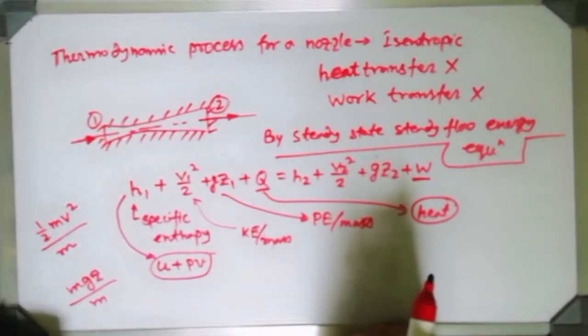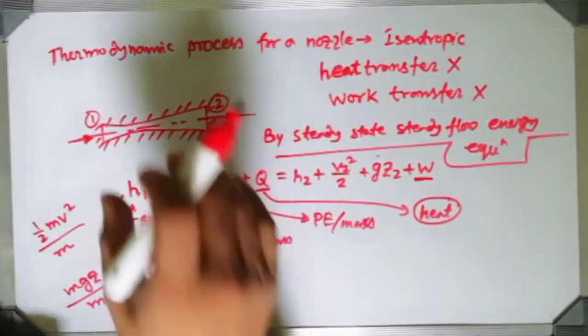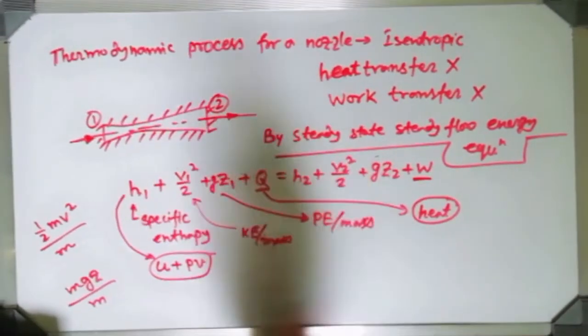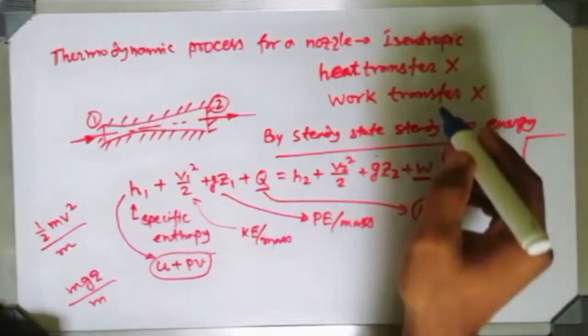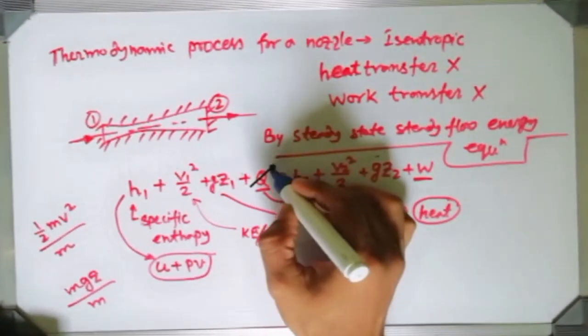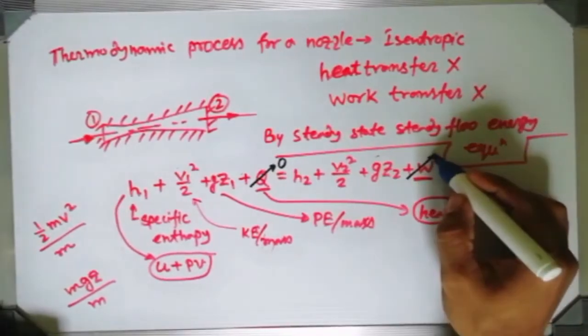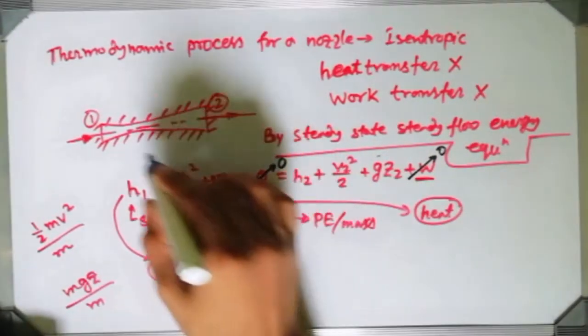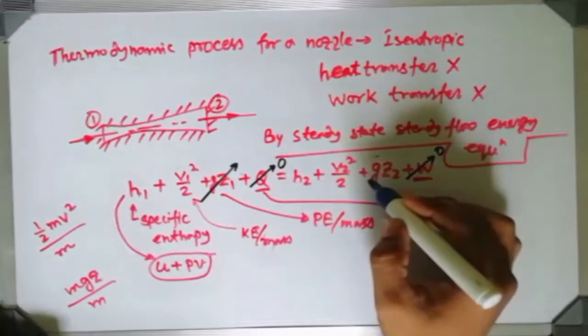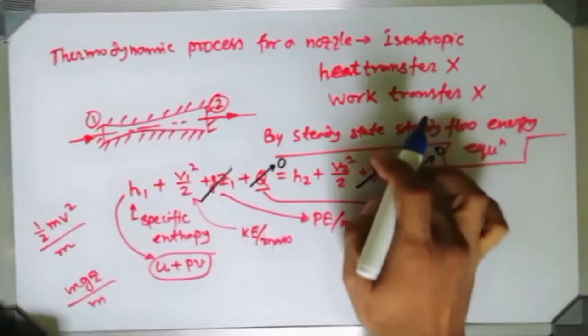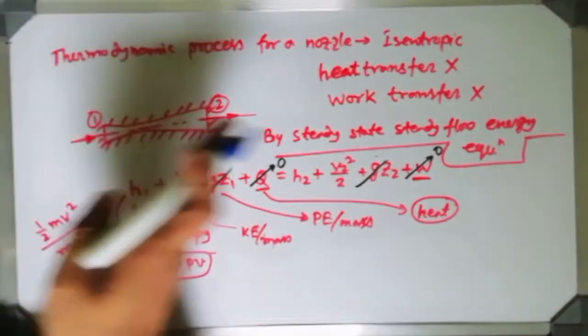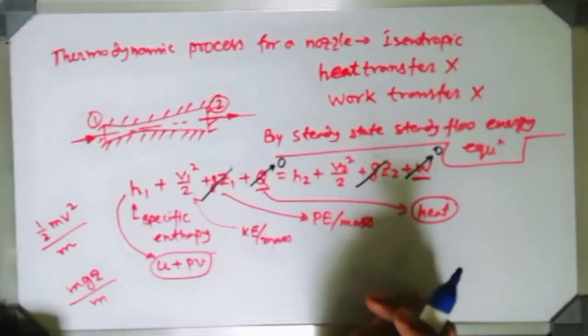So if you use this equation on this nozzle, then what will be the change? See, I already told you that there is no heat transfer, so Q will be 0. There is no work transfer, so W will be 0. It is at the same elevation. So Z1 and Z2 will also nullify each other, because we are considering the same elevation.